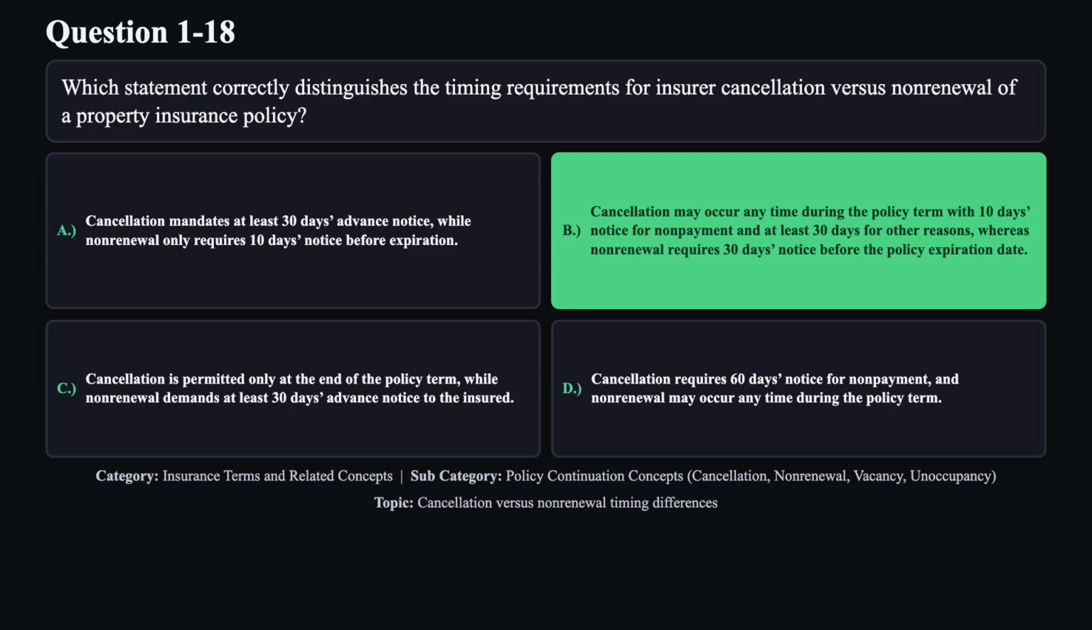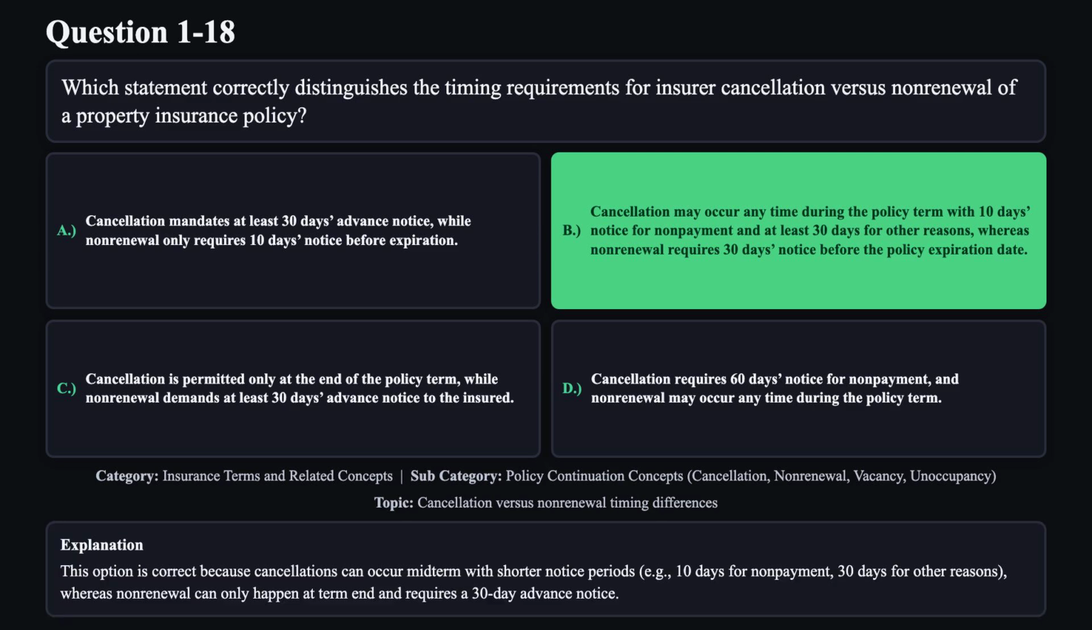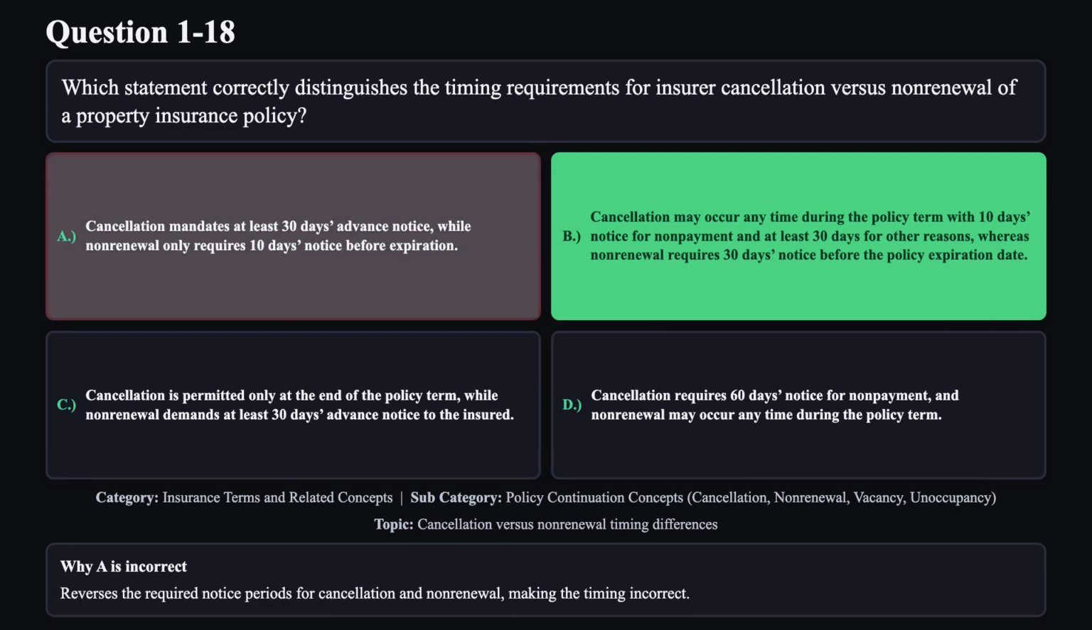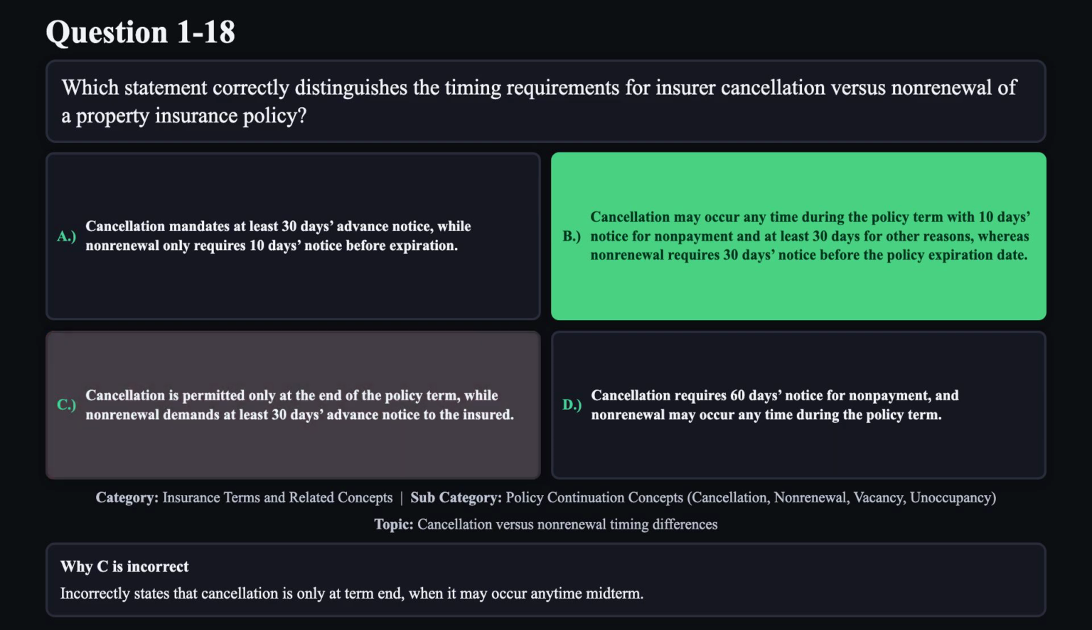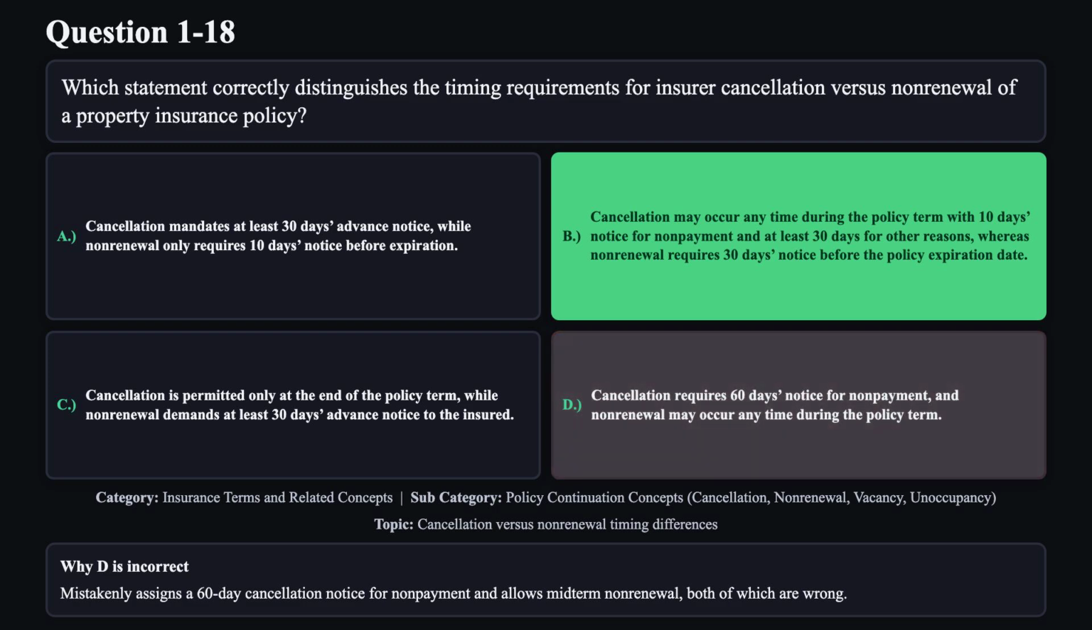The correct answer is B. This option is correct because cancellations can occur midterm with shorter notice periods, for example, 10 days for non-payment, 30 days for other reasons. Whereas non-renewal can only happen at term end and requires a 30-day advance notice. Reason A is not correct. Reverses the required notice periods for cancellation and non-renewal, making the timing incorrect. Reason C is not correct. Incorrectly states that cancellation is only at term end when it may occur anytime midterm. Reason D is not correct. Mistakenly assigns a 60-day cancellation notice for non-payment and allows midterm non-renewal, both of which are wrong.